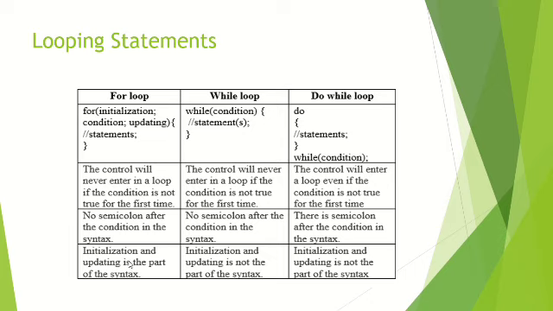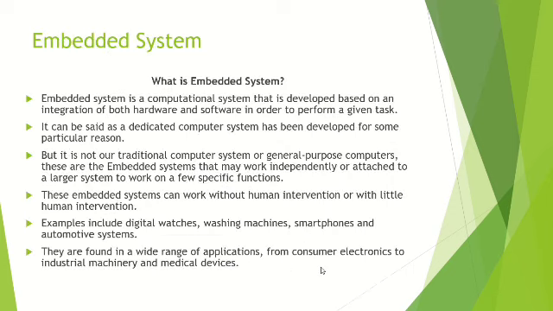In a for loop, initialization and updating are part of the syntax. In a while loop, initialization and updating are not part of the syntax. In a do-while loop, initialization and updating are not part of the syntax.